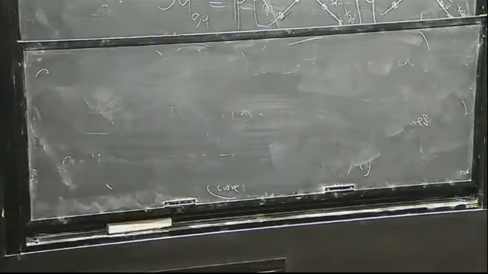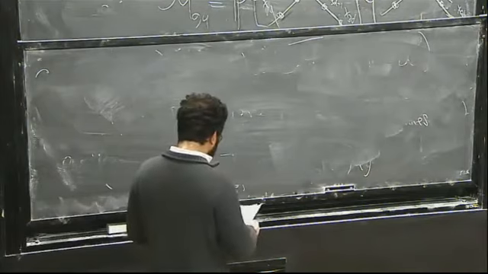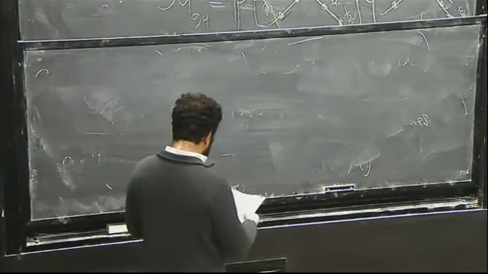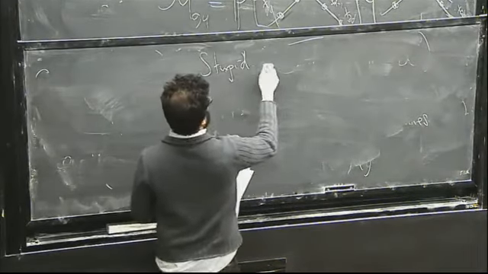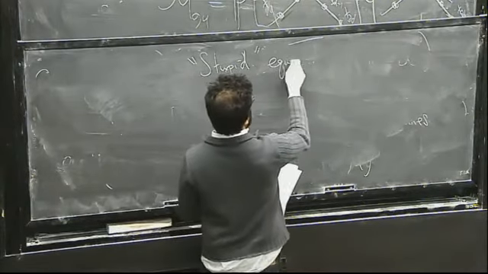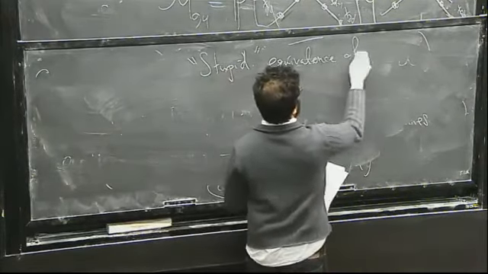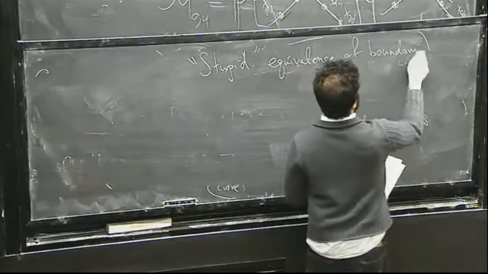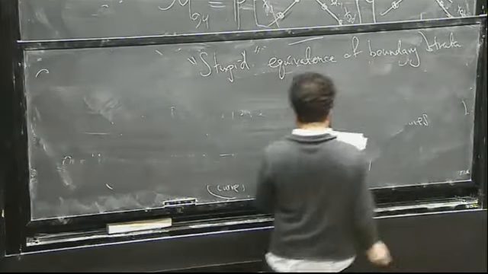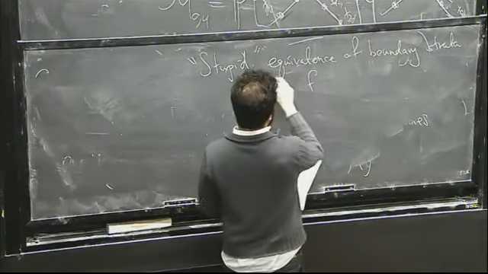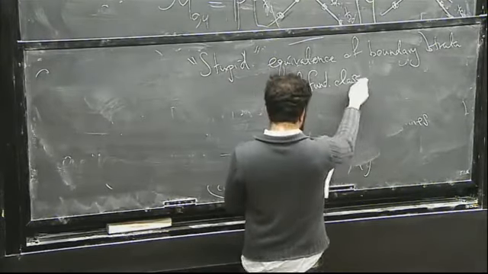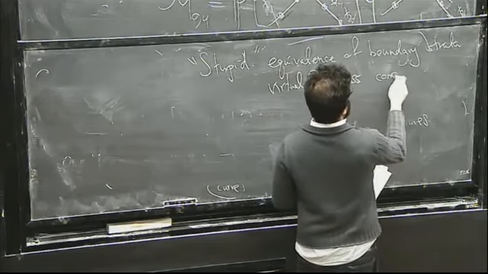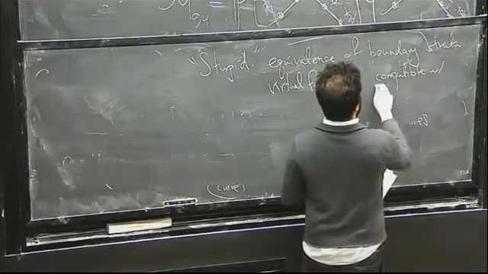Okay. So let me now say another way of formalizing what's going on in genus 0. Right. So the key facts again were this stupid equivalence of boundary strata, and then the fact that the fundamental class, and in general the virtual class, is compatible with the boundary stratification.